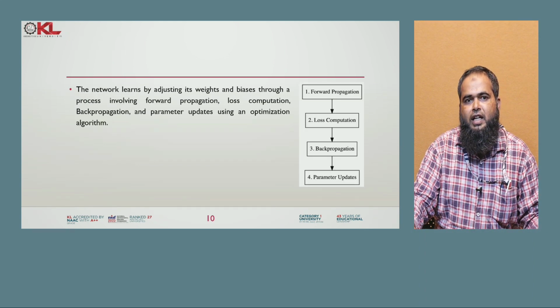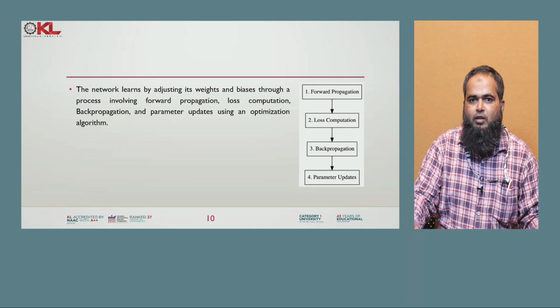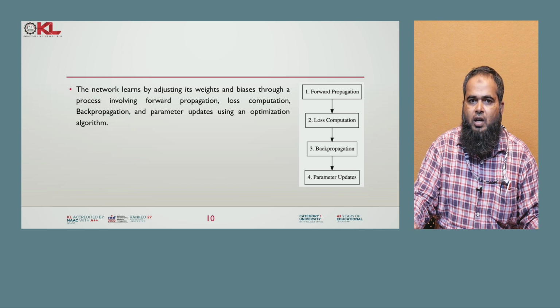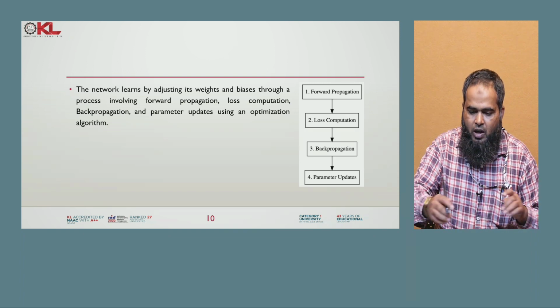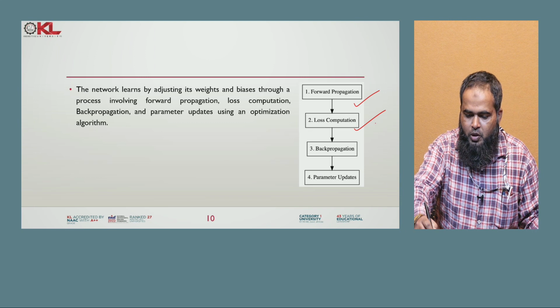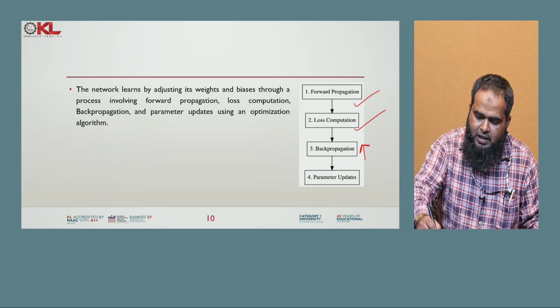It will be positive or negative, and the network learns by adjusting its weights and biases through the process of forward propagation, loss computation, back propagation, and parameters update using an optimization algorithm. So these are the steps. First is forward propagation and loss computation. After that we have to implement the back propagation.